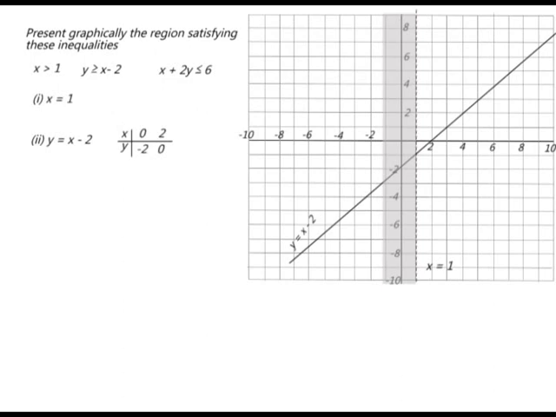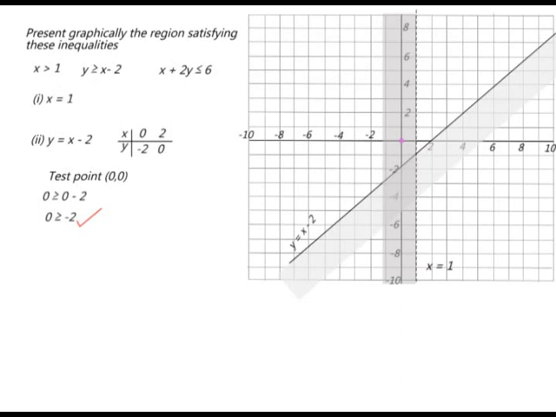Where do we shade? Take a test point 0, 0. We substitute in y is greater or equal to x minus 2. We normally substitute in the inequality and not in the equation. And if we do that, 0 is greater or equal to 0 minus 2. 0 is greater or equal to minus 2. Of course, this is true. And so the point 0, 0 lies on the required side of the line. So we shade the other side.